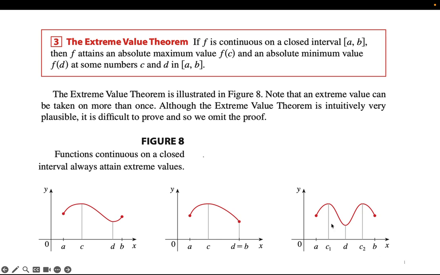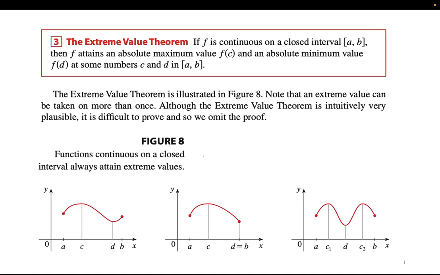And then here's another example, closed interval, continuous. The absolute maximum is here, and also here as well. The absolute minimum is here. So a continuous function on a closed interval is guaranteed to have an absolute max and min.